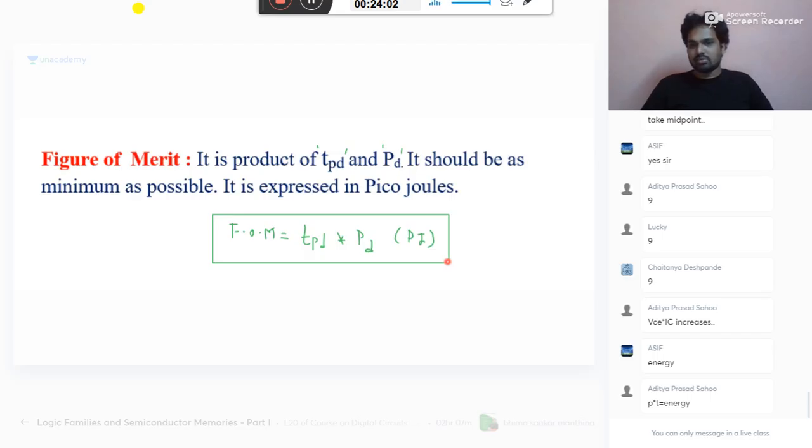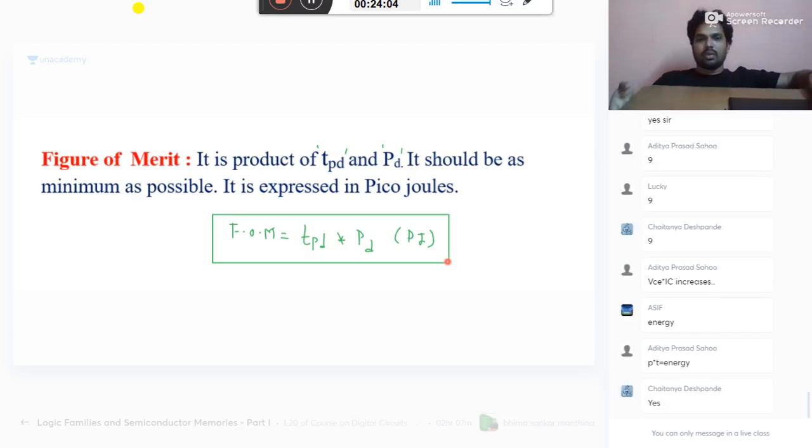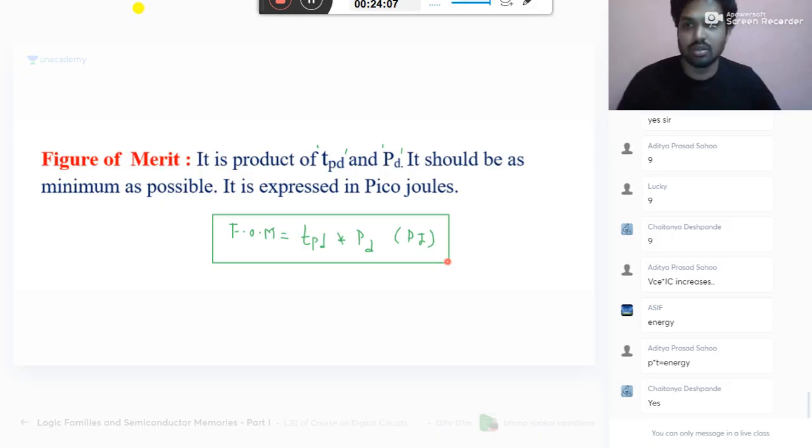Right, energy, that's why joules. So it should be as minimum as possible. Right. So the next one.